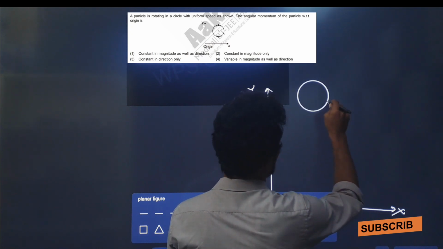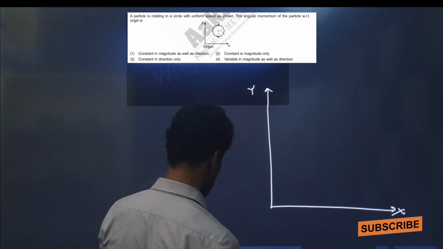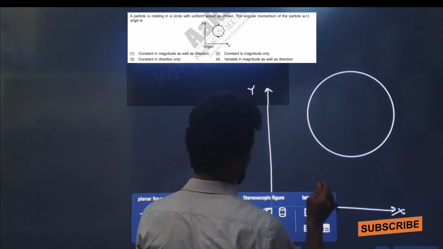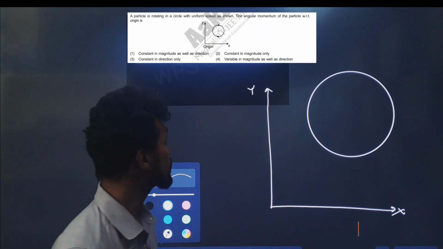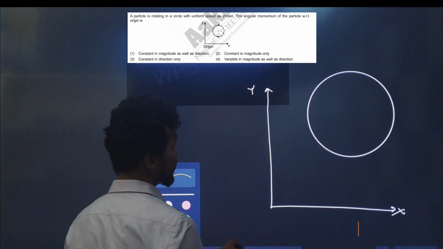This time I have to take the circle here. Let me take it again. Circle I have to take. See here please, dear students: here the particle is moving in which path? Like this. So let me draw the vectors here.